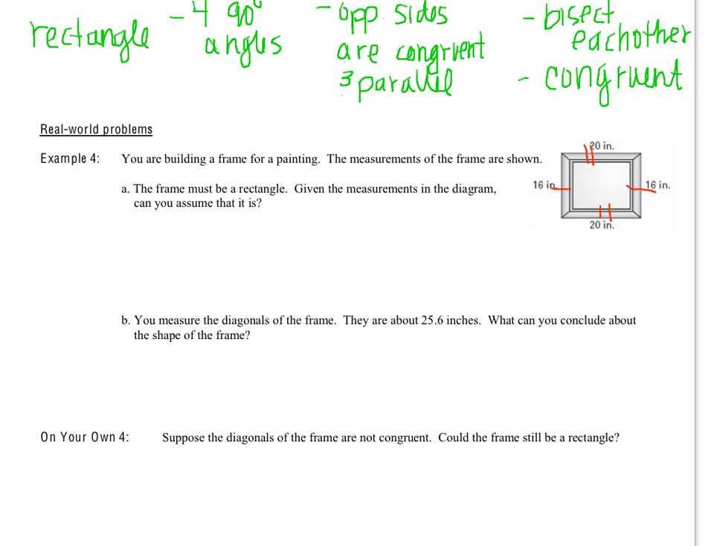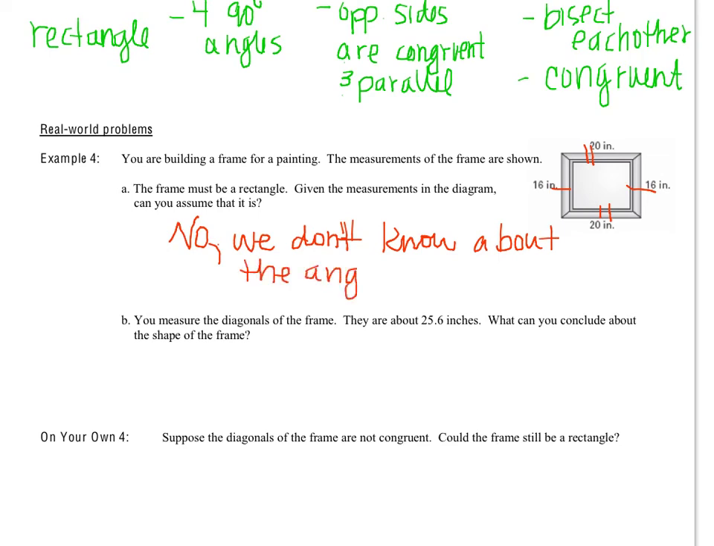That doesn't make it a rectangle. We have to know that we have 4 90-degree angles. So can we assume it's true? No. We don't know about the angles. We don't know that they're 90 degrees or not.